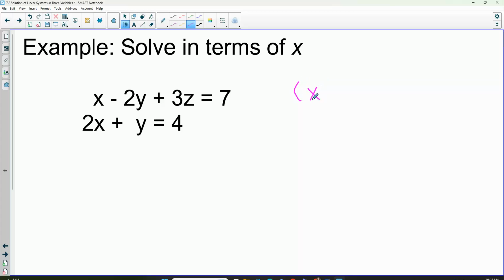If x is the variable I'm keeping, then I have to find expressions for y and z, where x is the only variable. Which one's easiest to solve for? The second one. You could take this equation and solve for y right away. So y is 4 minus 2x. So we already have x and y. How would we get z?